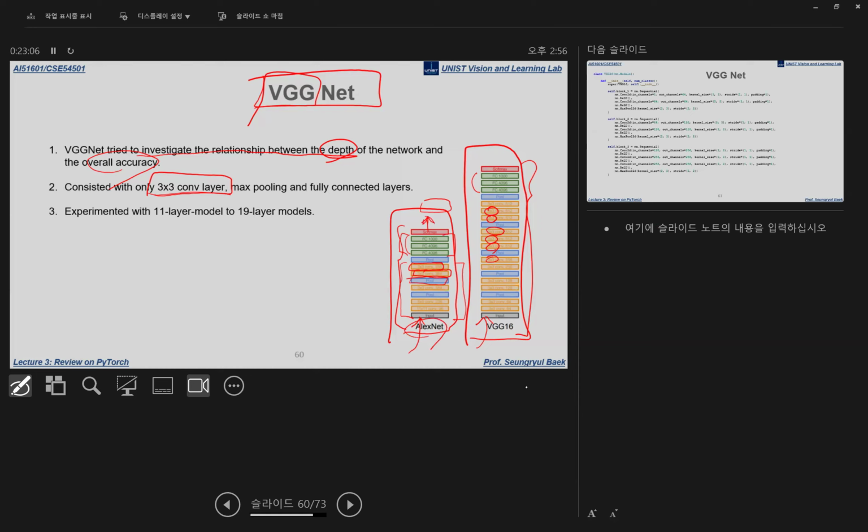So this is AlexNet having 8 layers. VGG networks are having multiple layers. Actually, there are several variants in VGG having 11 layers to 19 layers. They define multiple layered architectures.